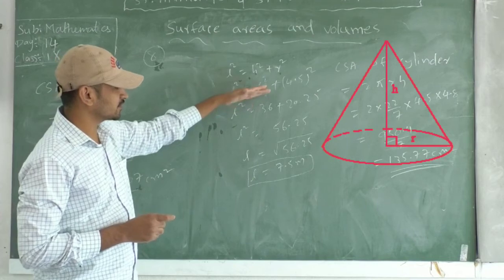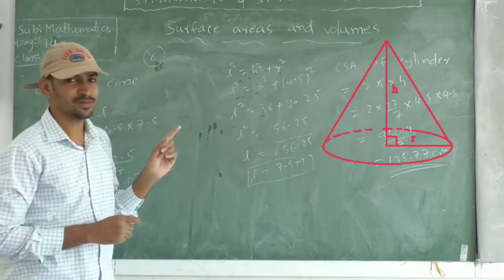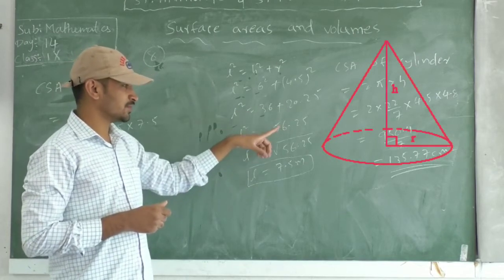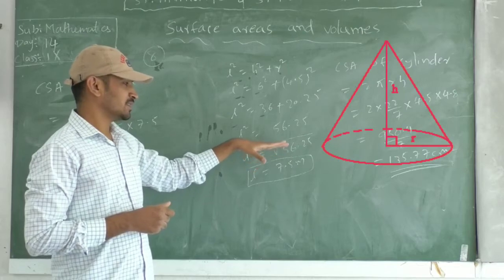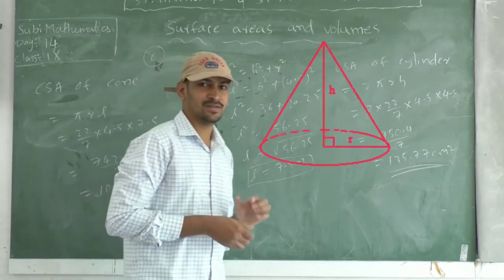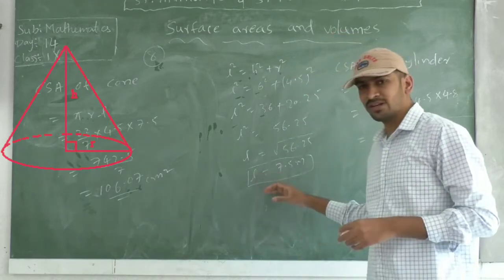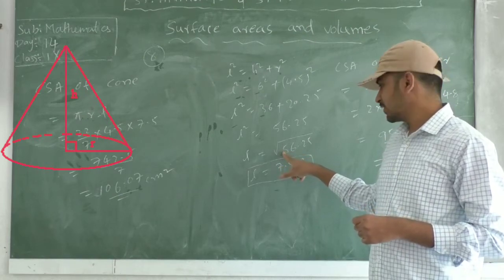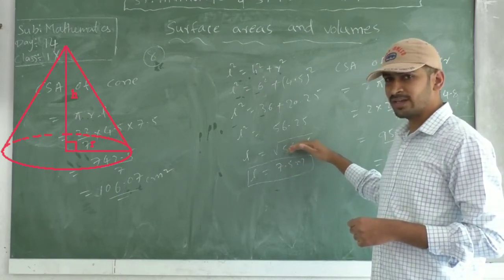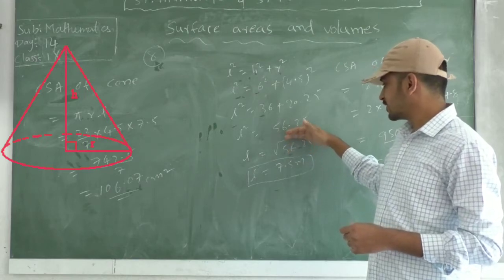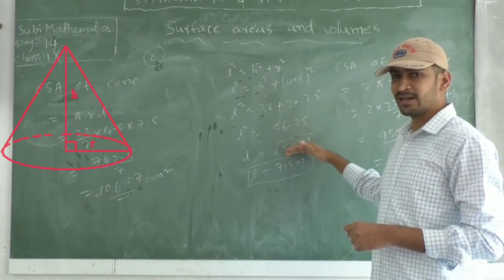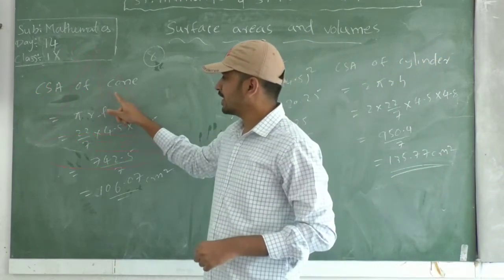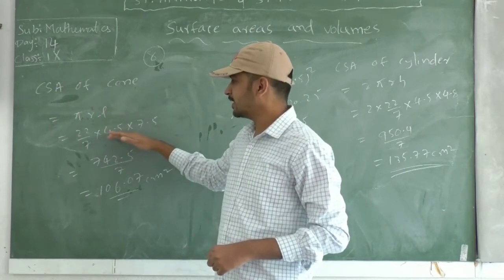If you simplify, 6 square is 36, plus 4.5 whole square, which is 20.25. So l square equals 36 plus 20.25, that is 56.25. l equals the square root of 56.25. You learned how to find this square root in the first chapter. You can write it as root of 5625 by 100. Root 5625 is 75, root 100 is 10, so 75 by 10, that is 7.5.